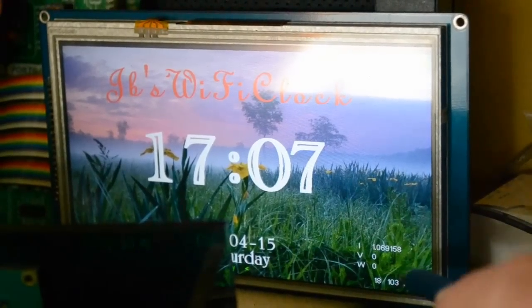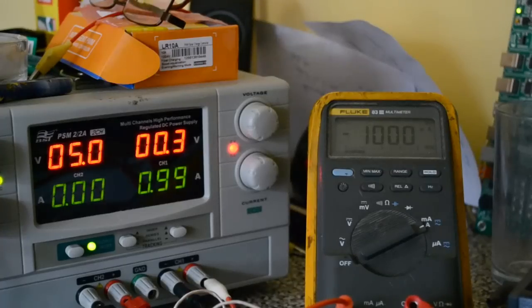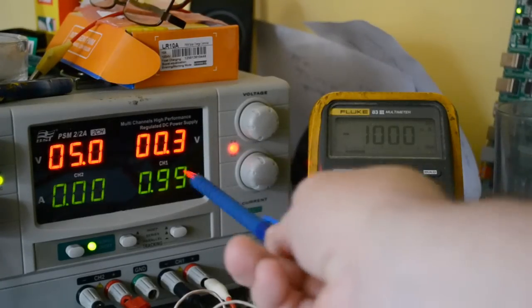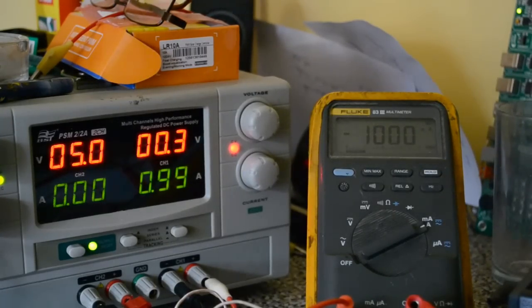So 1.069. And as I said earlier, I measured this power supply before the demonstration, so look, 0.99 amps. It's actually 1.000 amps, so 1000 milliamps, 1 amp.